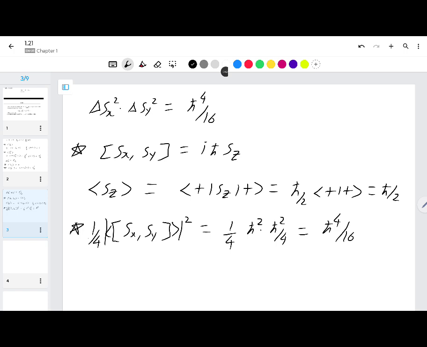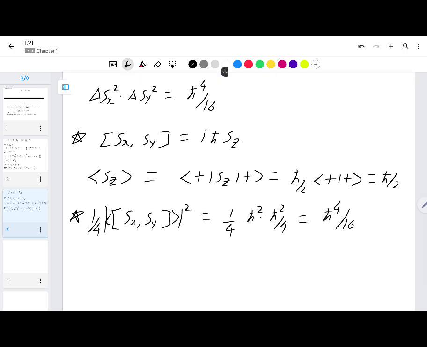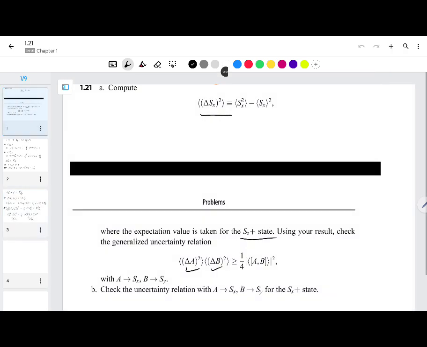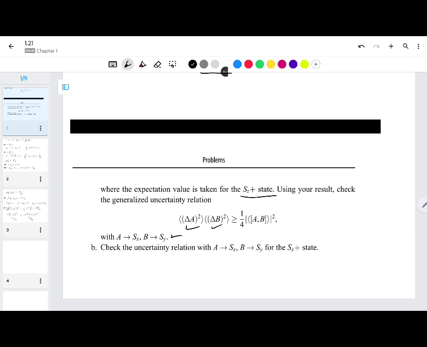Okay, so it is actually equal, because for both we got h bar 4 by 16, and this also we got h bar 4 by 16. Okay, so we verified the first part.